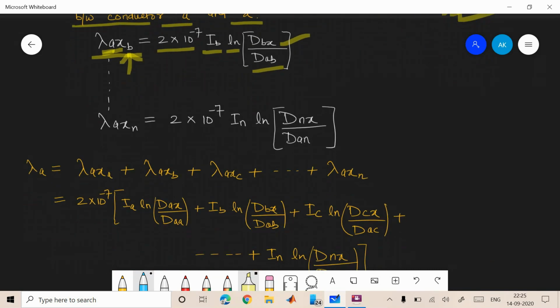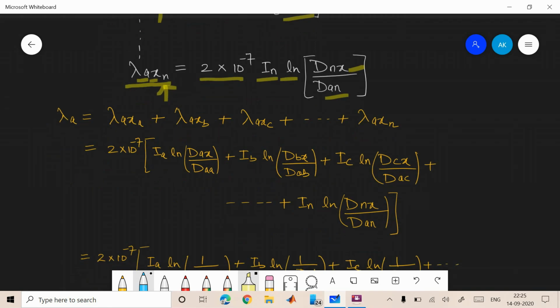Okay. Similarly, for the nth conductor, the flux linkage of conductor A to the point X because of the current in the nth conductor is 2 into 10 raised to the power minus 7 IN ln DNX, the distance between the nth conductor and the X point, and in the denominator we have the distance between A and the nth conductor, DAN. Okay, so now we will add all these flux linkages to get the total flux linkage of conductor A. So this lambda A is your total flux linkage of conductor A.